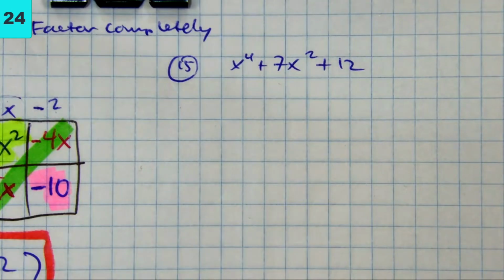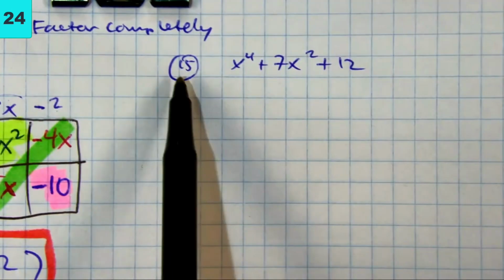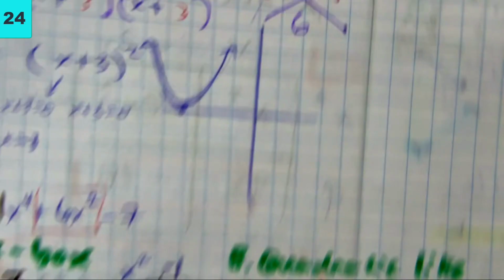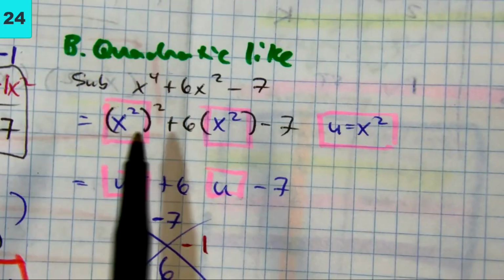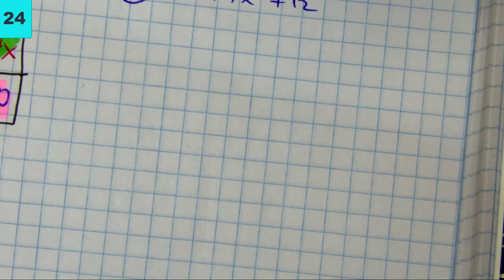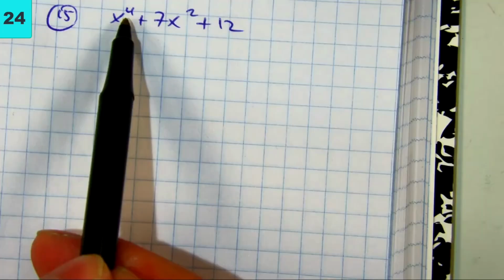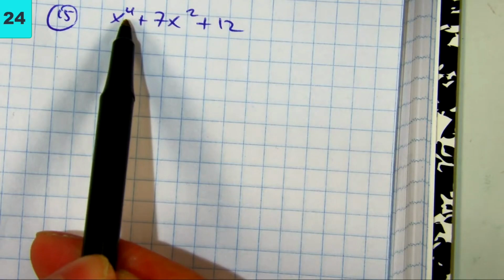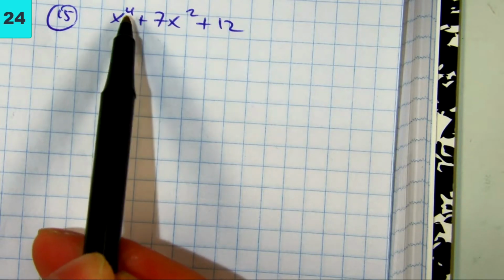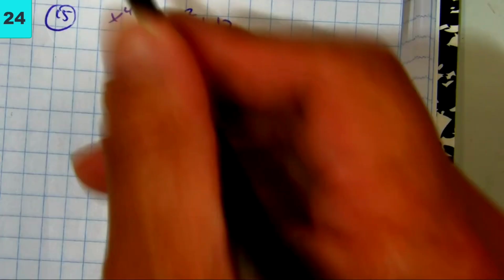Giselle, which way did you want to do number 15? Did you want to do that as an x box or quadratic like? Okay, this problem you get to choose because it's what? Is it Michael Jackson? No, it's quadratic like. Does that make sense? Alright, let's do it.